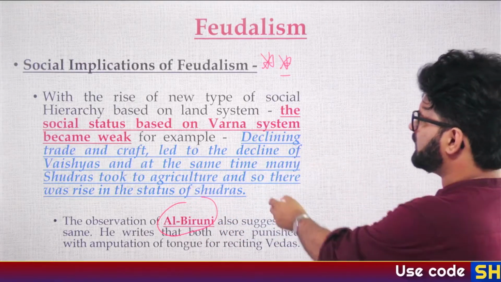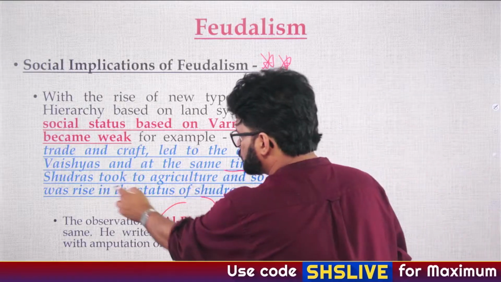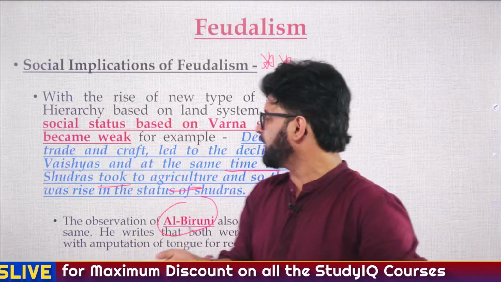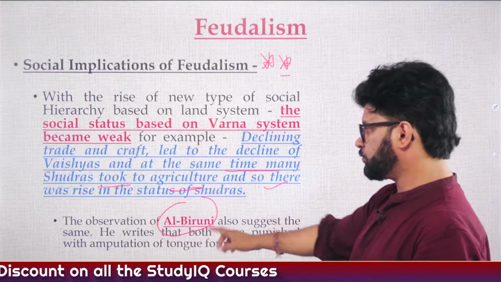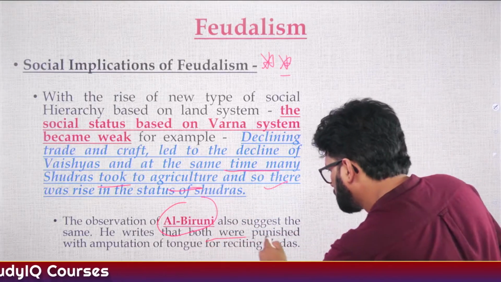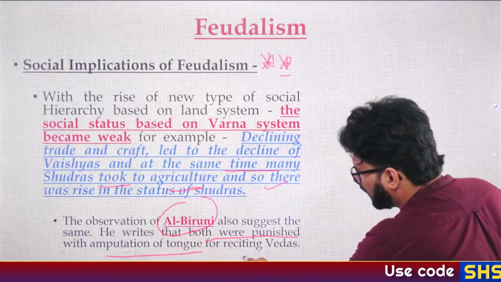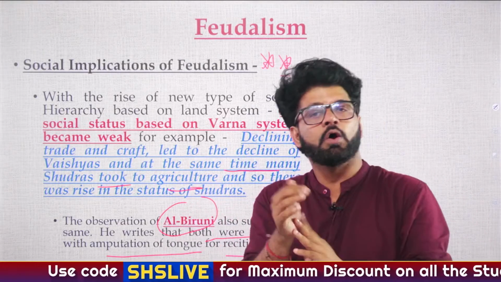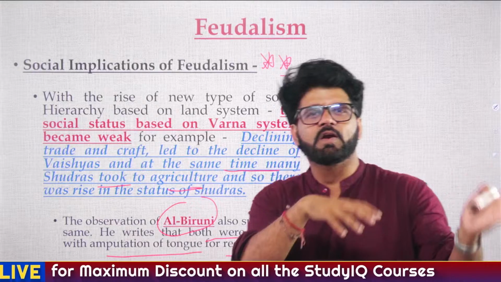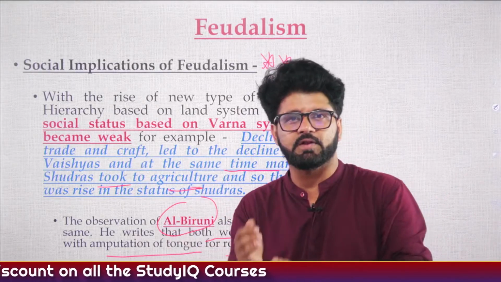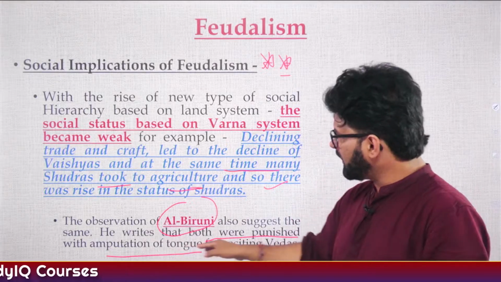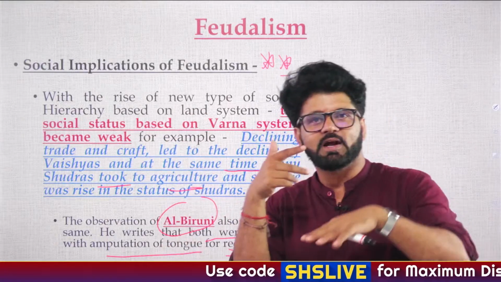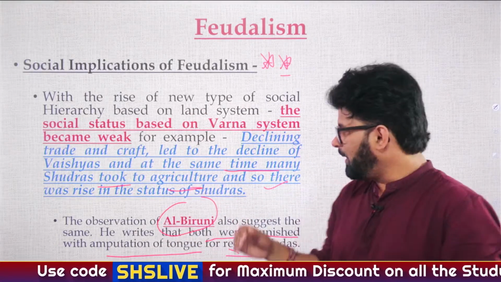Declining trade and craft led to the decline of the Vaishya, and at the same time, many Shudras took to agriculture. Because now people are requesting them, please do agriculture for us, sir, otherwise we'll die of hunger. And so there was a rise in the status of Shudras. What is Al-Baruni saying? That both were punished with amputation of the tongue for reciting Vedas. Ideally, Vedas they cannot recite, Brahmans will be reciting it, or in some cases Kshatriyas. Even earlier, Vaishyas were also allowed to recite Vedas, as Dvijas. But here they are saying no. Even the Vaishya community are now at par with Shudras, and both these communities had their tongue amputated if they recited Vedas.